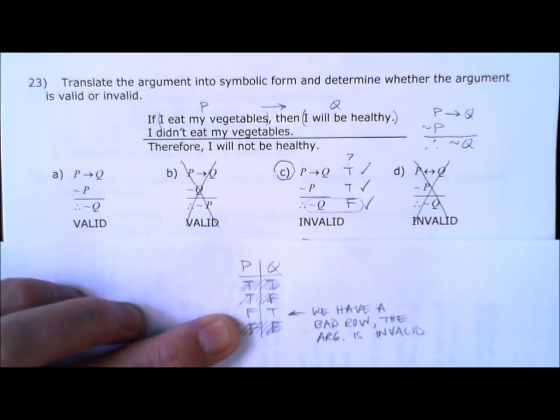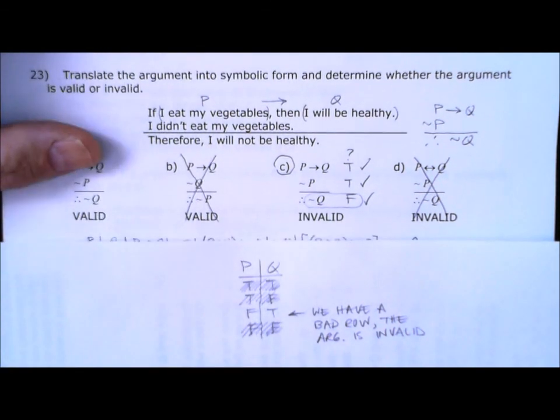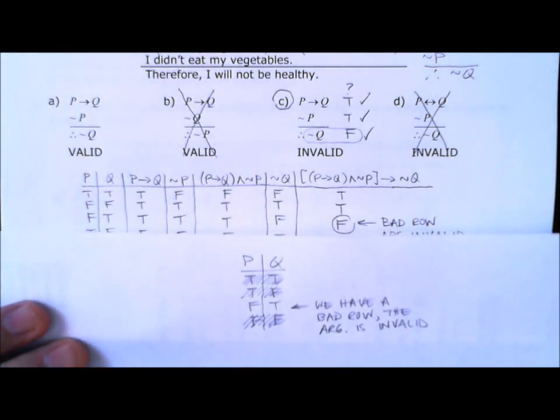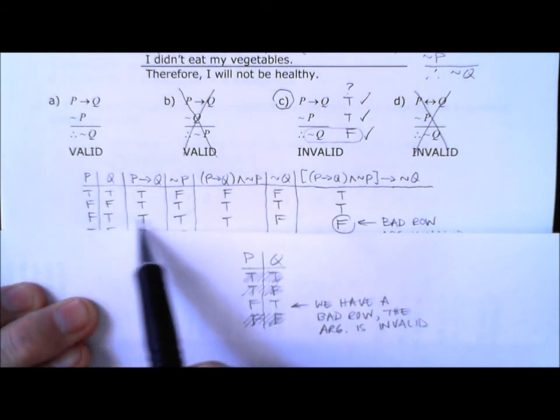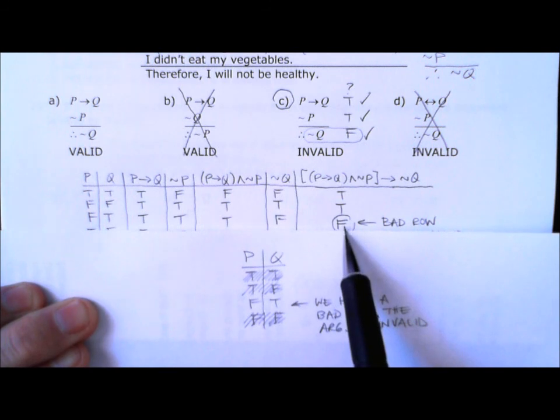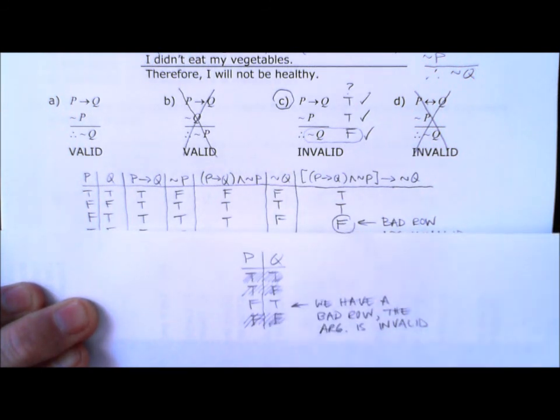Okay? And if we compared that with our previous work, let's see. Right there, you can see the bad row occurred precisely when P was false and Q was true. We can see up here, P was false, Q was true, led us to that one failure of the argument. And all it takes is one failure of the argument to invalidate it.